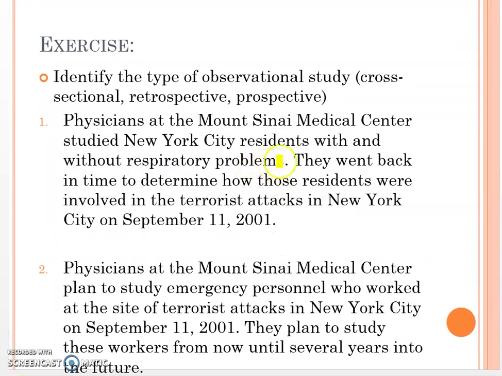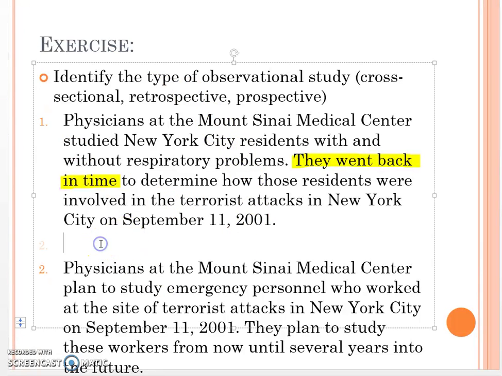Okay, so first one, talking about the study, they went back in time to determine how those residents were involved. When you go back in time, that's going to be retrospective, right? Retrospective study.